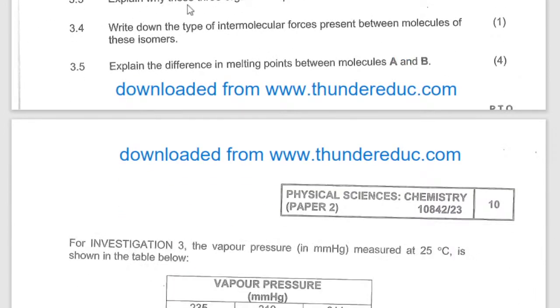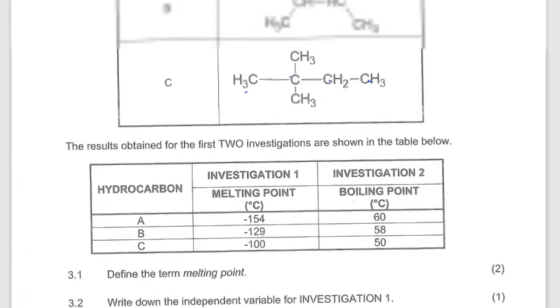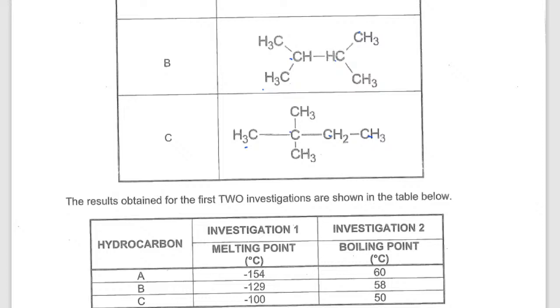Then they're saying, explain why the 3 organic compounds are called structural isomers. Why are they structural isomers? So we say, what are isomers? Isomers are molecules with the same molecular formula, isn't it? We talked about it. But they are saying structure, meaning that what is changing is the structure. Different structural formula, but they have the same molecular formula.